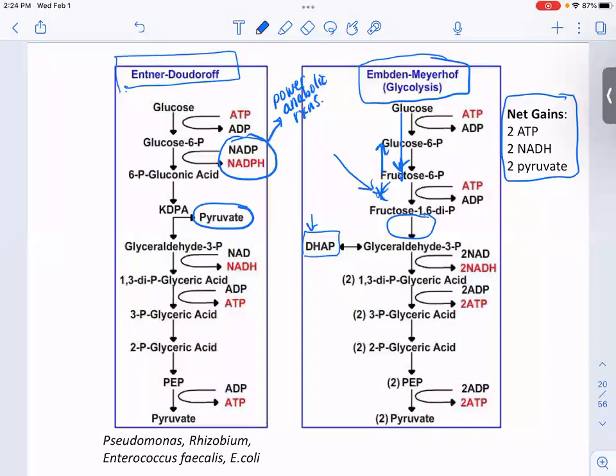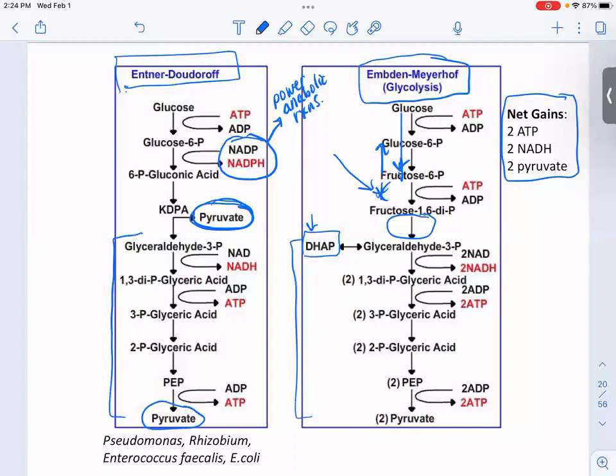Okay, so you see, we start with glucose, and we're going to end with 2 pyruvates, just like we did with glycolysis. But this first pyruvate comes off so quickly that no energy or electrons are gained from that. The second part of the pathway here is exactly like glycolysis. The other glyceraldehyde 3-phosphate, we get an NADH, and we get two ATPs out of that.